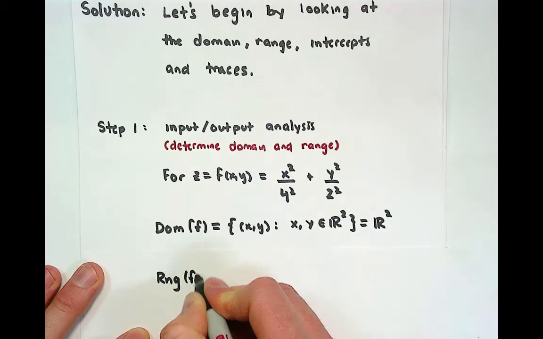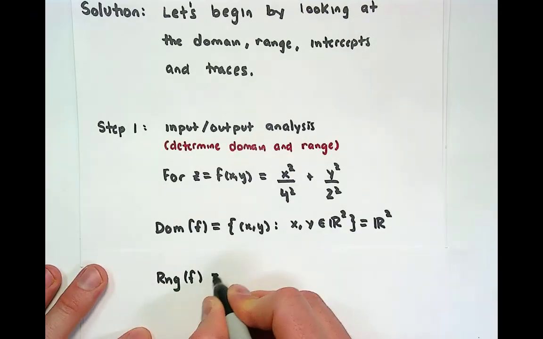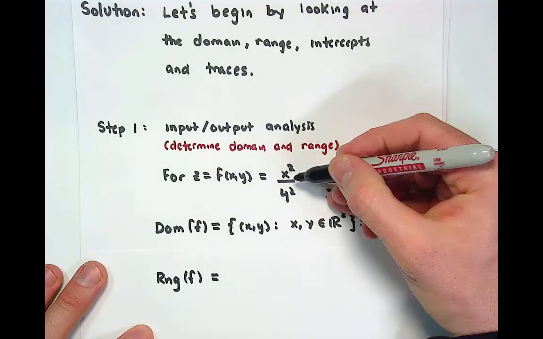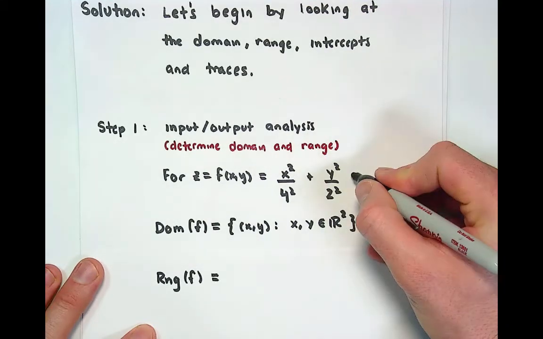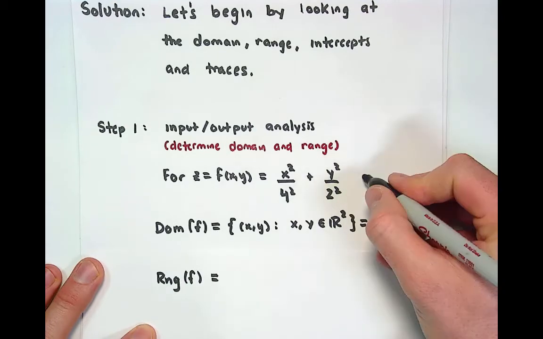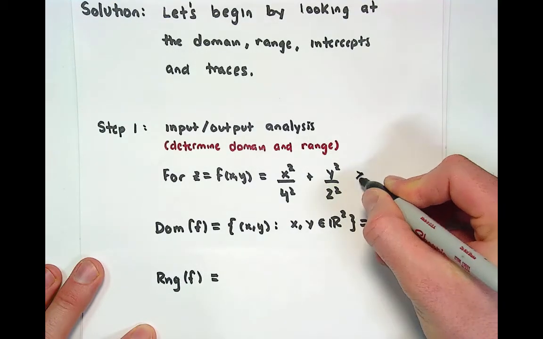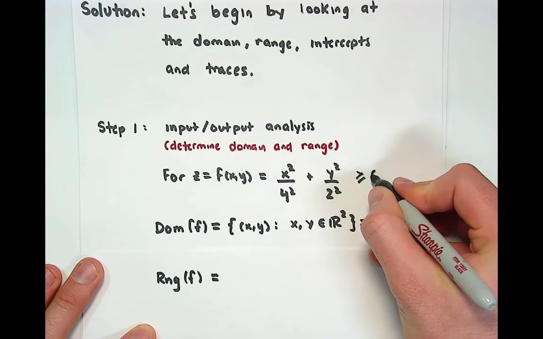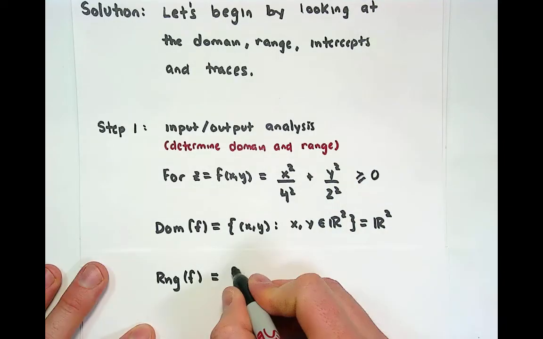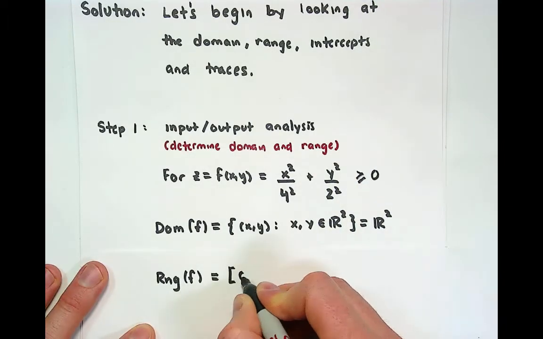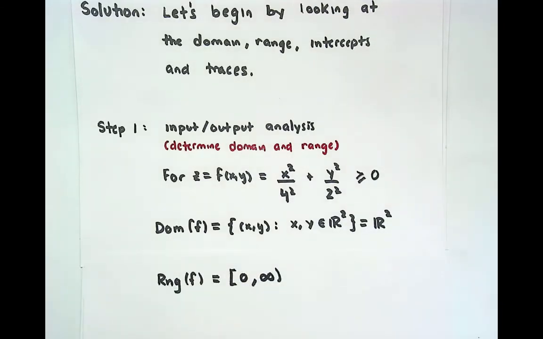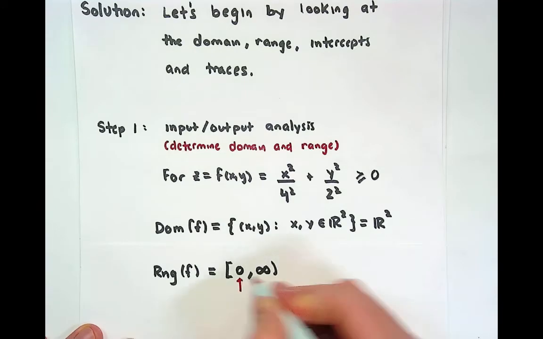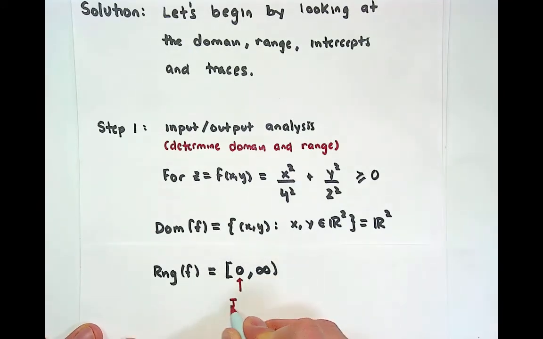is the set of valid outputs, and notice that x squared divided by 4 squared will always be greater than or equal to 0, and also y squared divided by 2 squared will always be greater than or equal to 0. Then the sum of two non-negative numbers must also be non-negative, and we see the range in this case is going to go from 0 to infinity. It is no coincidence that the j value being 0 corresponds with the absolute minimum.